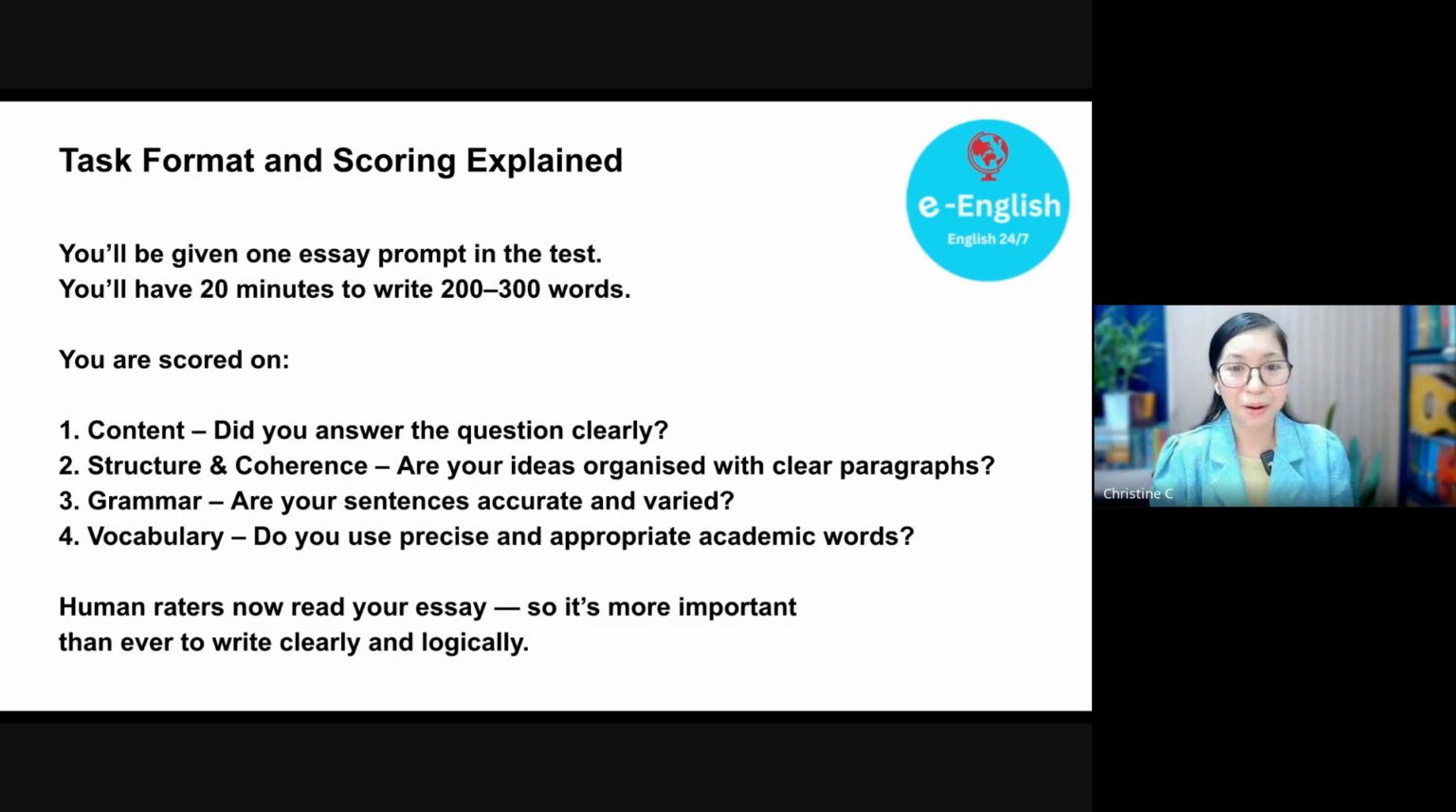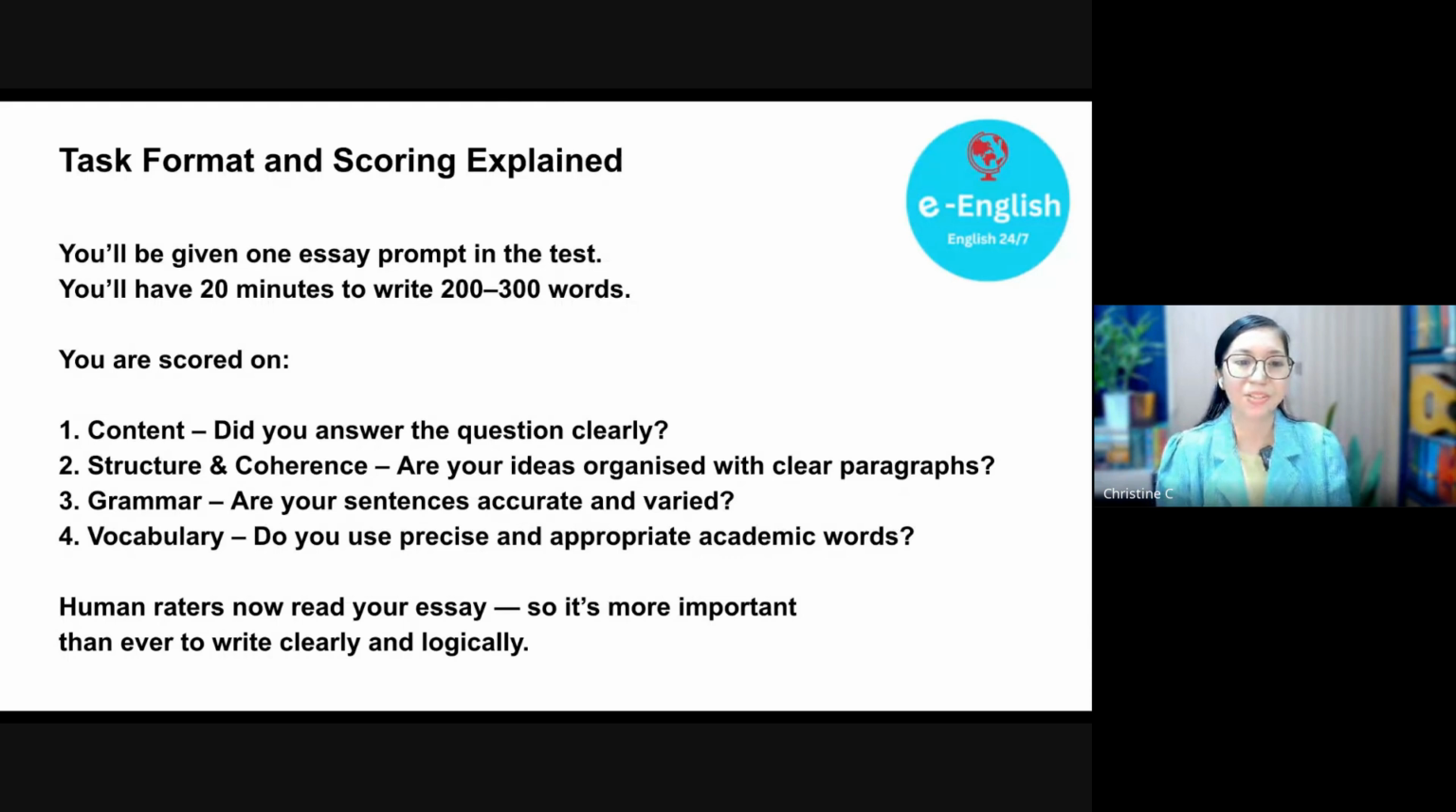Third one is grammar. Are your sentences accurate and varied? Were you able to use a mix of simple and complex sentences? Were you able to apply proper sentence fluency? Sentence fluency means you're able to use a variety of different sentences, short sentences, long sentences, so that it doesn't sound robotic. And the last one is vocabulary.